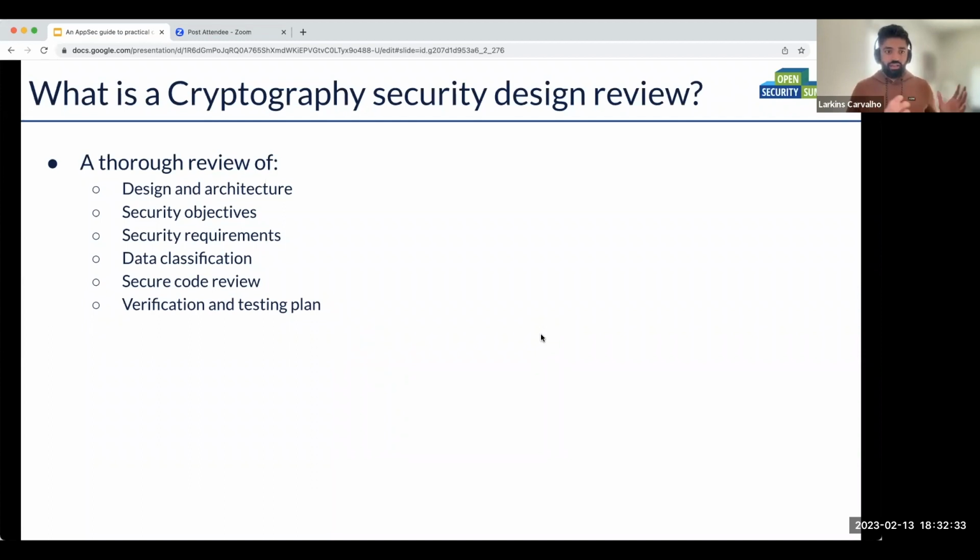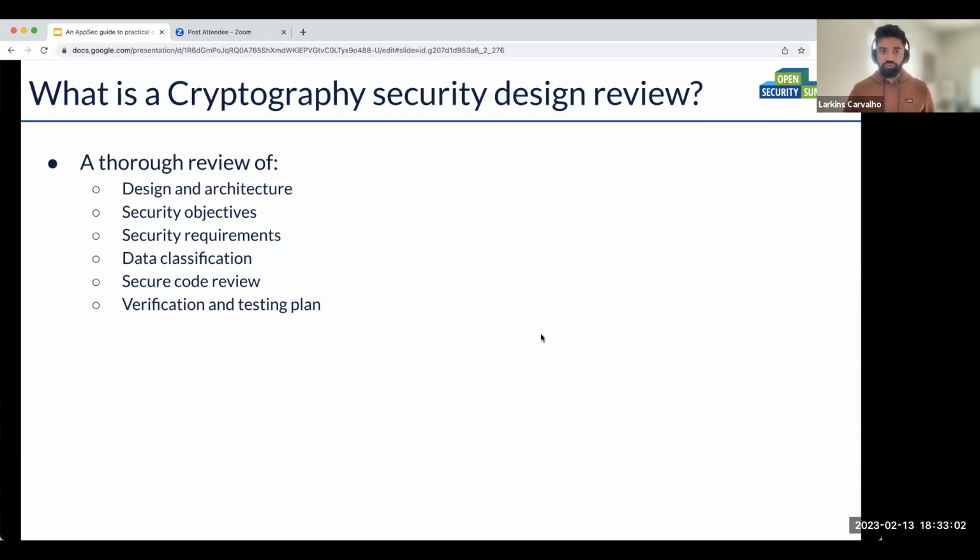Not all systems start at the same point in time. Consider a system already in place, and now we are making updates to some of the security requirements. That means we already have some source code for review. So if we have that, we should take a look at the code and do secure code review as well. And then we need to have a verification and testing plan.